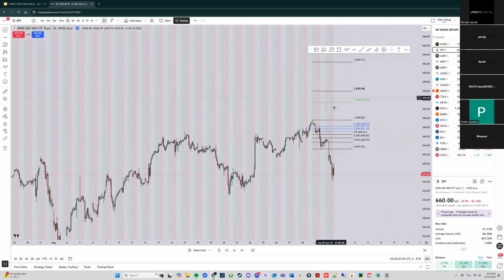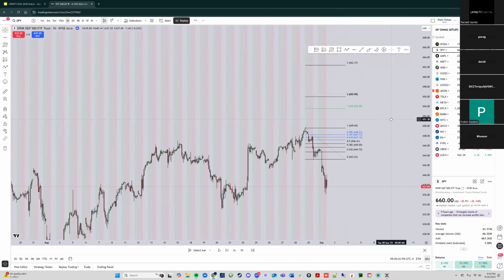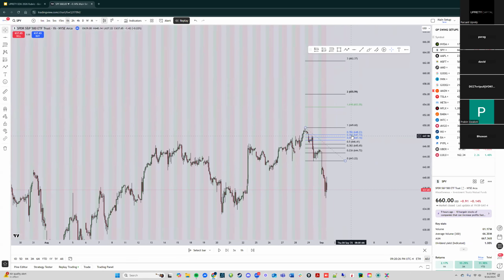Okay, technically, what you're using is the extension of the Fibonacci tool to discover the price. So, fib extension is one way.